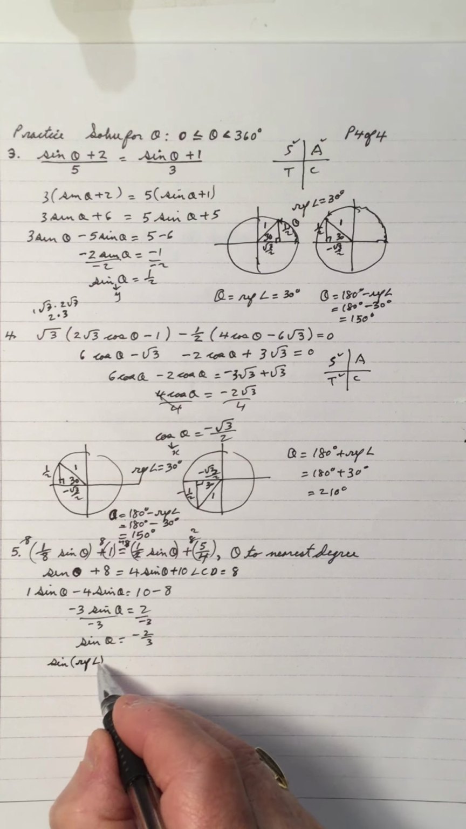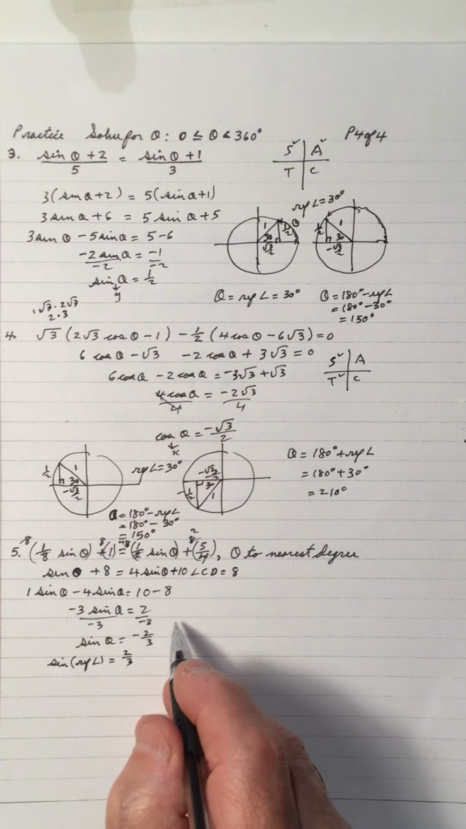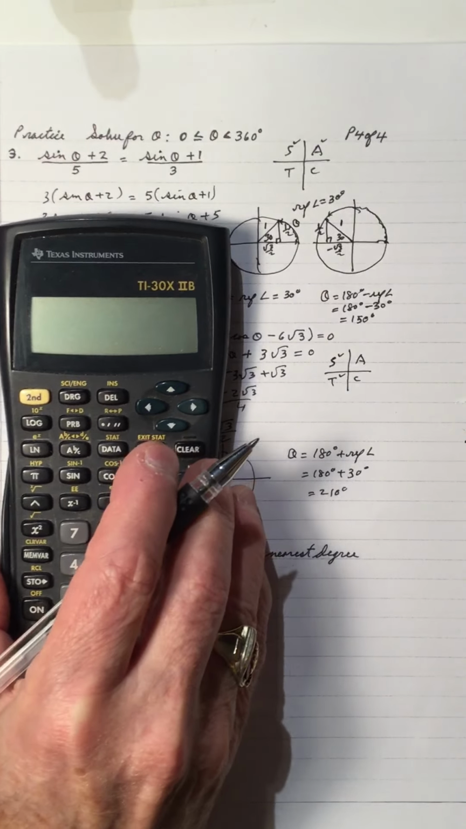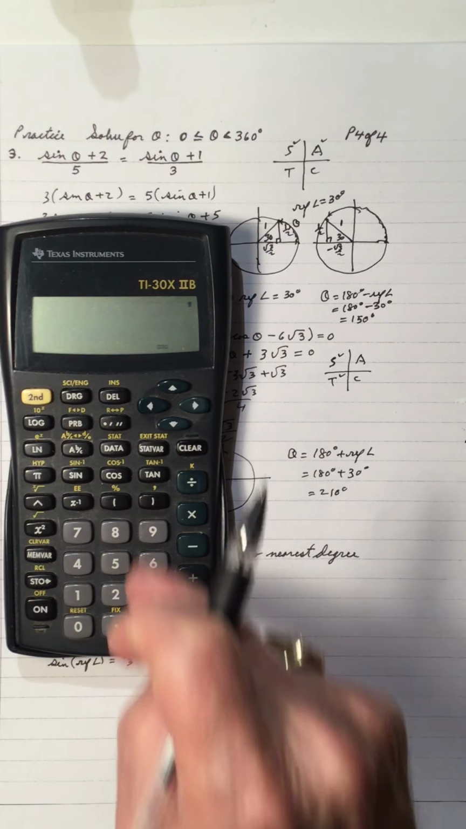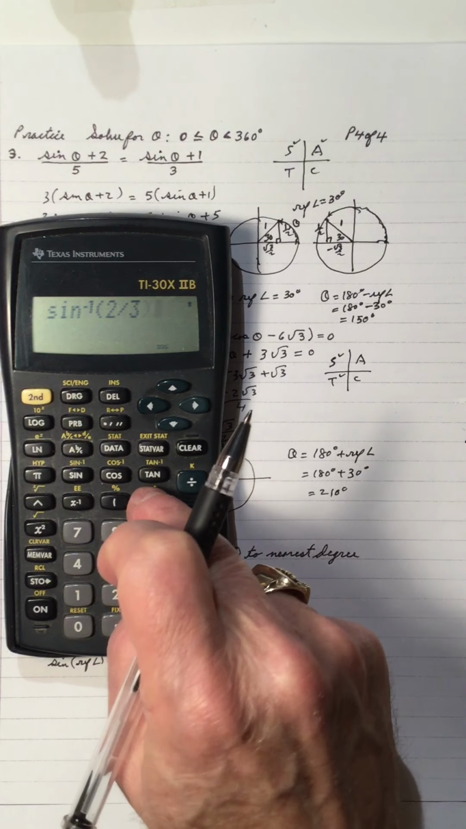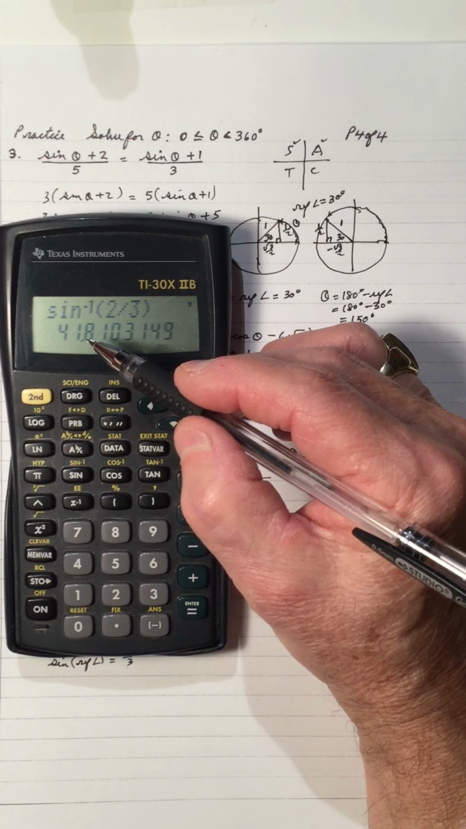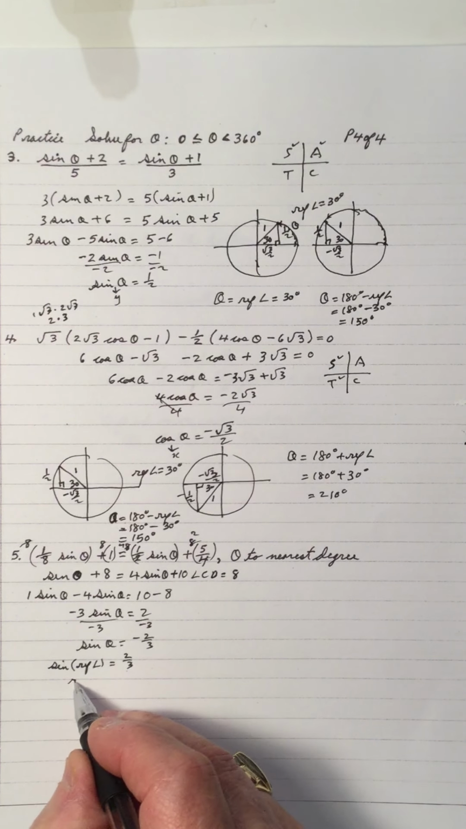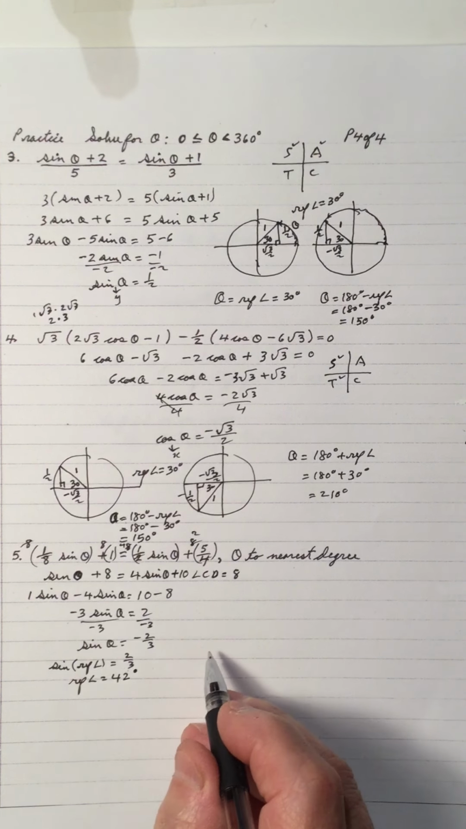So let's look for the reference angle. The sine of the reference angle is 2/3. So we take our calculator, we turn it on, and we go inverse sine of 2 divided by 3. And that gives us 41.8 degrees. So that means it's 42 degrees to the nearest degree. So the reference angle is 42 degrees.